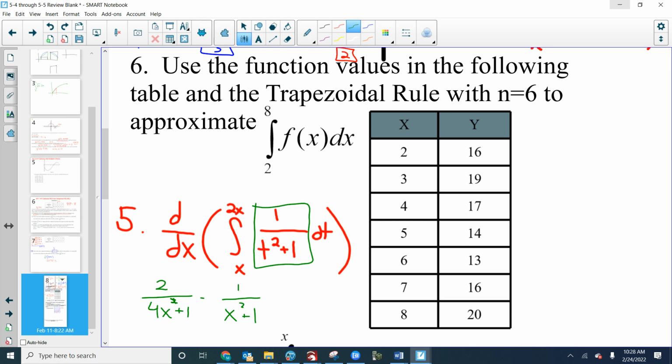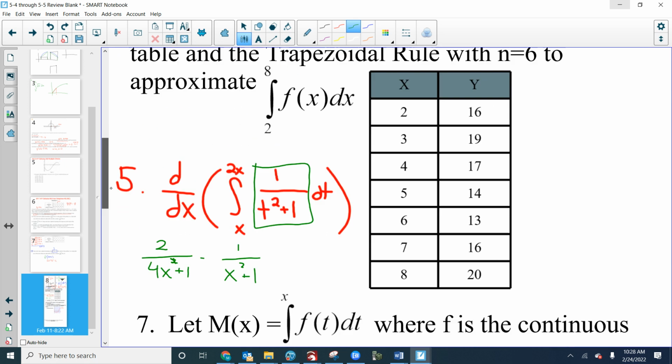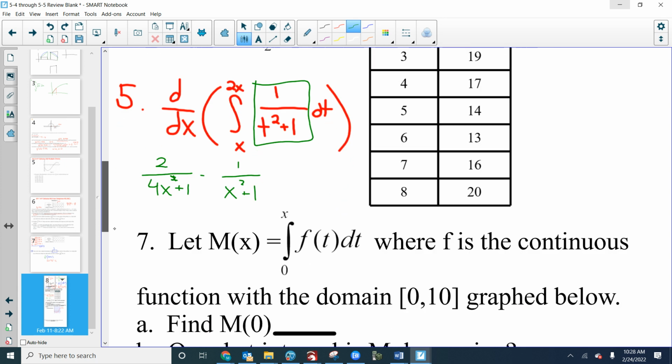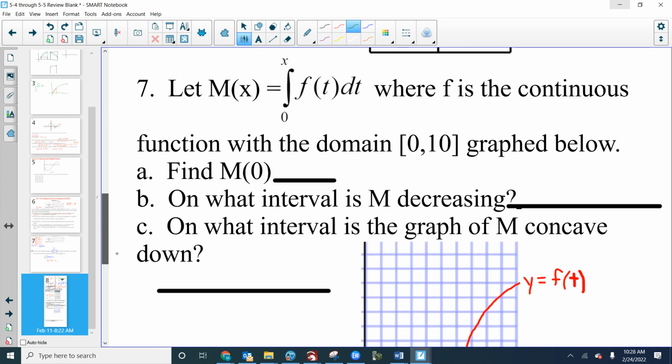All right. Now, did we know the antiderivative of this? Tangent inverse of t plus a constant. 1 over 1 plus t squared. It didn't matter. All right. Trapezoidal sum. What'd you get for that? 97? Agree? Any questions? And then the old FTC.